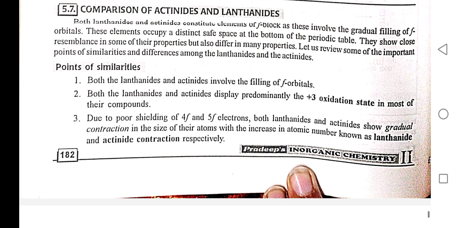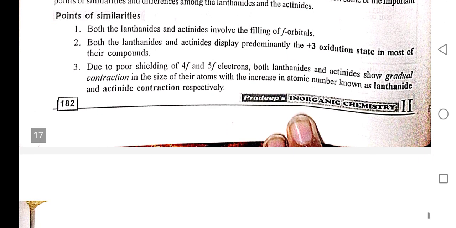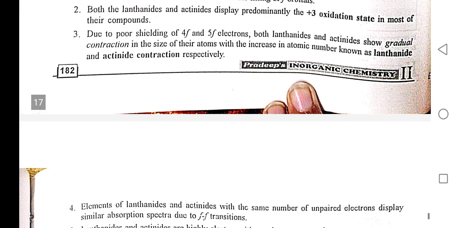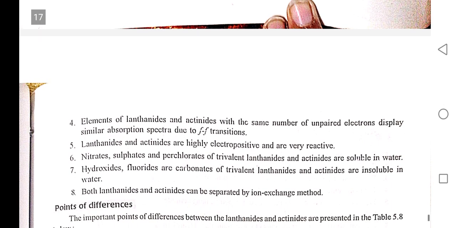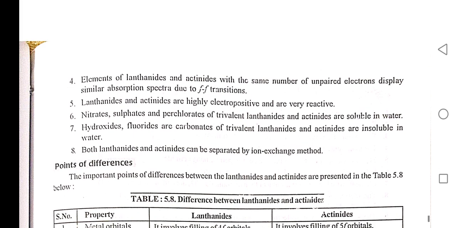First, both the lanthanides and actinides involve the filling of f orbitals. Second, both display predominantly the +3 oxidation state in most of their compounds. Third, due to poor shielding of the 4f and 5f electrons, both the lanthanides and actinides show great contraction in the size of their atoms with the increase in atomic number, known as lanthanide and actinide contraction respectively. Fourth, lanthanides and actinides with the same number of unpaired electrons display similar absorption spectra due to f-f transitions.